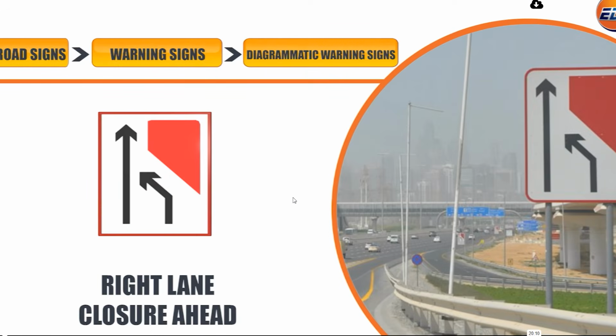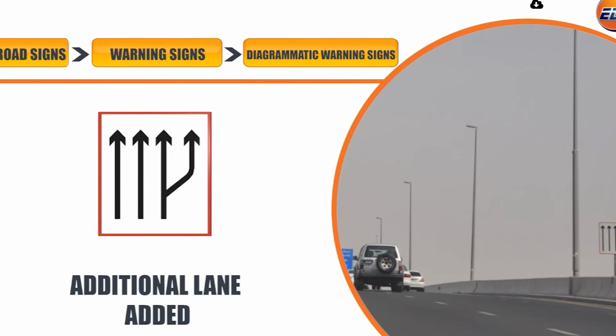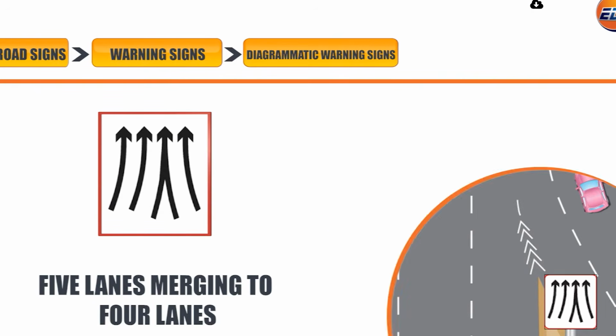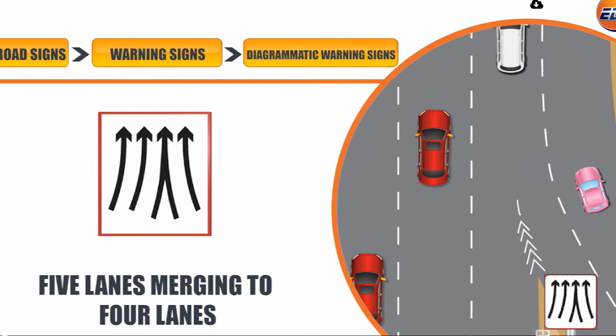Right lane closure ahead. This sign depicts that the right road is closing ahead. Motorists must get prepared to enter the open lane. Additional lane added. This sign warns the motorists that an additional lane will be added ahead. 5 lanes merging to 4. This sign is to warn the motorists that the 5 lanes are now merging into 4 lanes. The motorist in the merging lanes must be careful as both lanes have equal allowance.